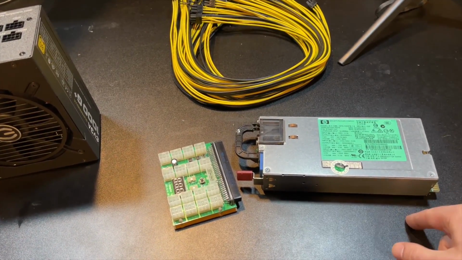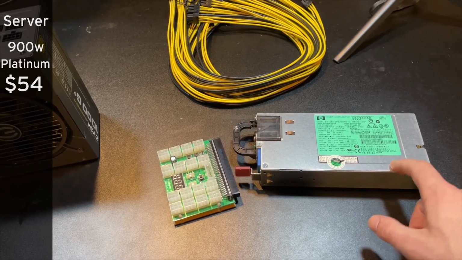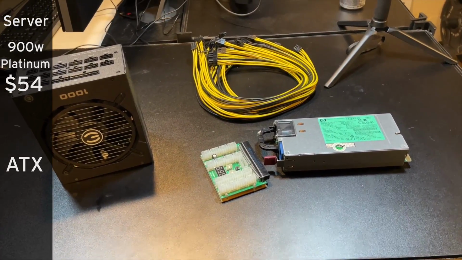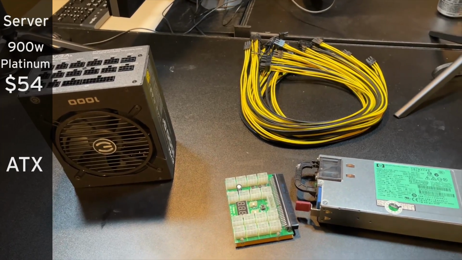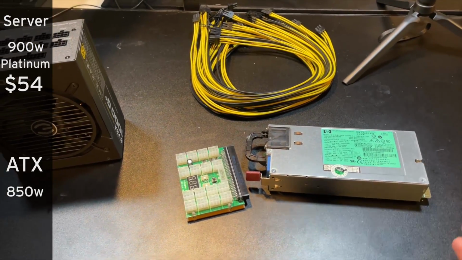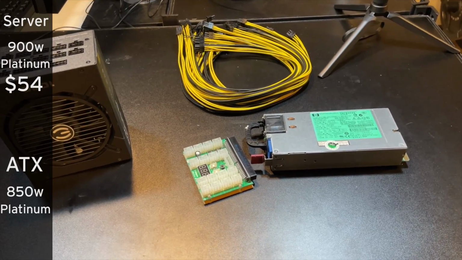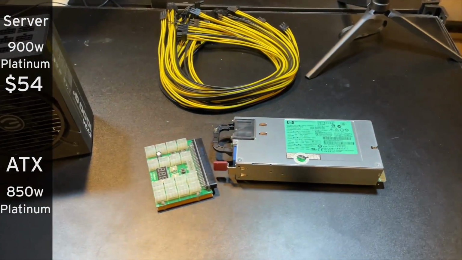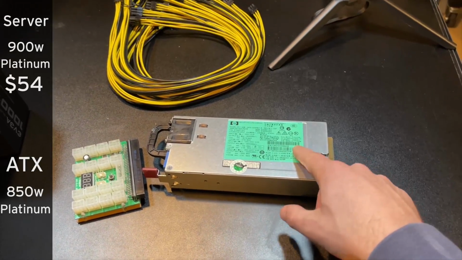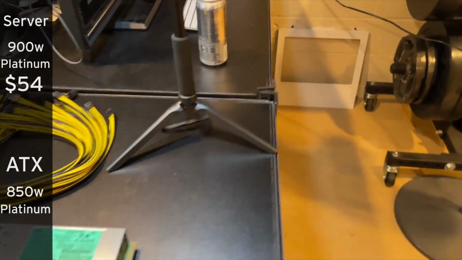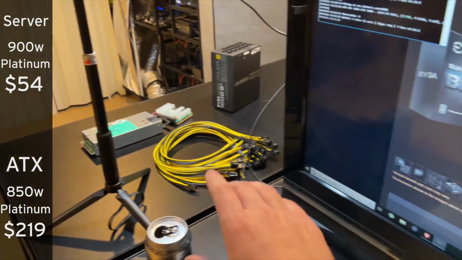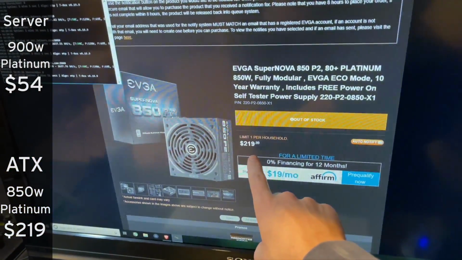Okay, so again, just to recap, 900 watts, platinum, $54. For a comparable ATX power supply, I'm going to go with EVGA because they're just the greatest of all time for power supplies, in my opinion. There's no 900 watt. They sell an 850 watt, so we're going to utilize that. That's platinum. So losing 50 watts on that, but it's going to run the same platinum, 94% efficiency. Let's talk about cost: $54. The EVGA comparable power supply is $219, all right? So you can buy four of those for one of those.